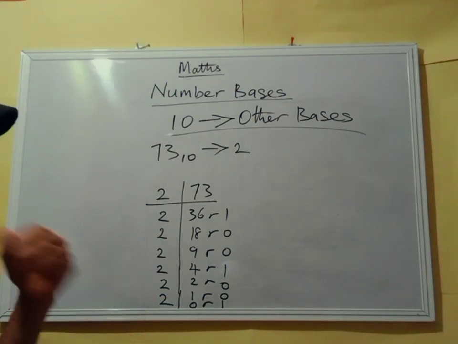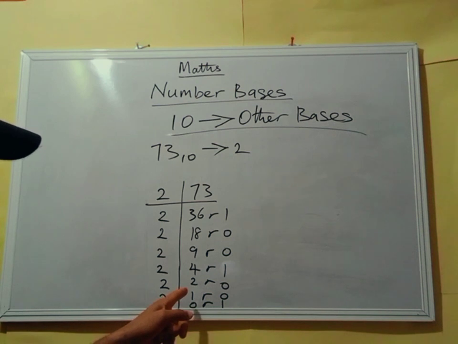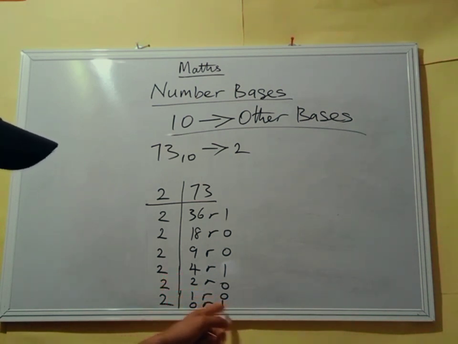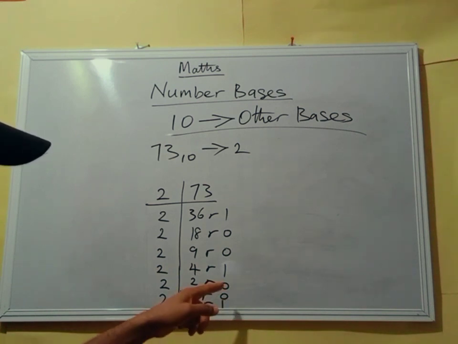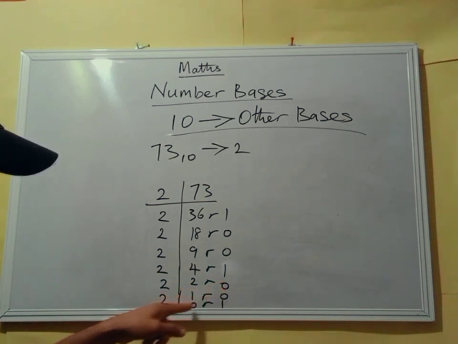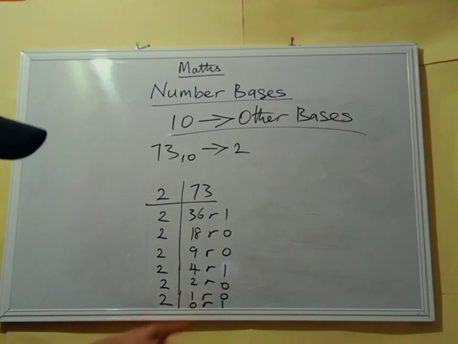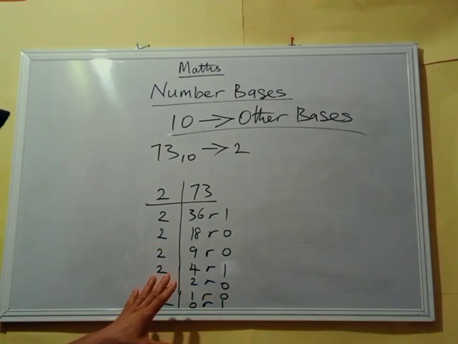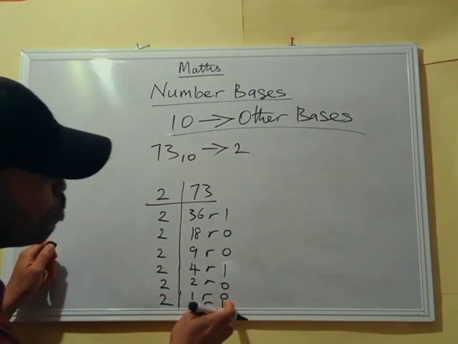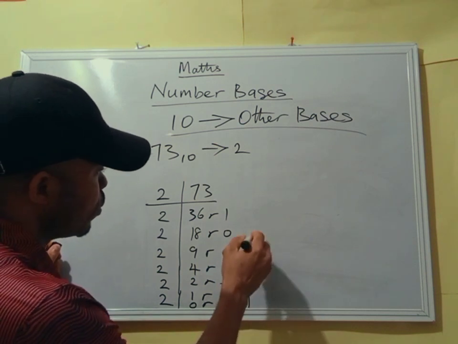Whenever you are doing your division and you find out that diagonally like this, from left to right, you have the same number, and diagonally from right to left, you have zeros, that shows the end of your division, and you take your answers from bottom to top.